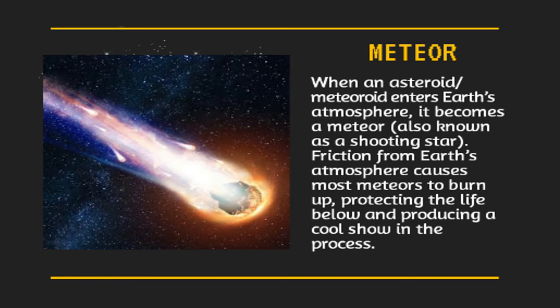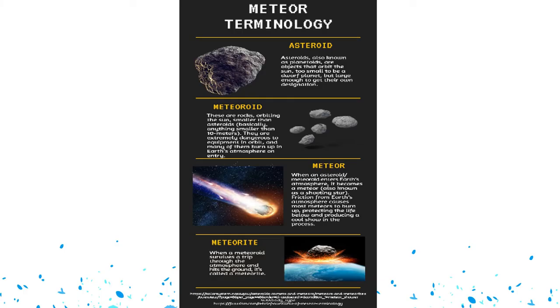The burning up of the meteor protects us because the smaller the rock that remains after burning up, the lesser harm or danger when it finally hits the ground. Meteors can enter the Earth's atmosphere as a lone object or as a single shooting star, or in clusters like a meteor shower. And for the last term, meteorite.